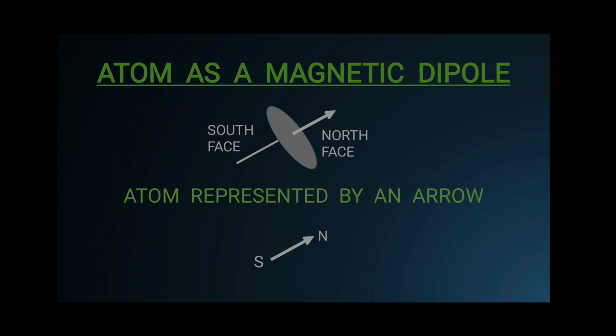And a current carrying loop behaves as a magnetic dipole, so we can say an atom of a material also acts as a magnetic dipole. One face of the atom acts as the north face and the other face acts as the south face. As a result, an atom can be represented by an arrow having one side as the north pole and the other tail side as the south pole.